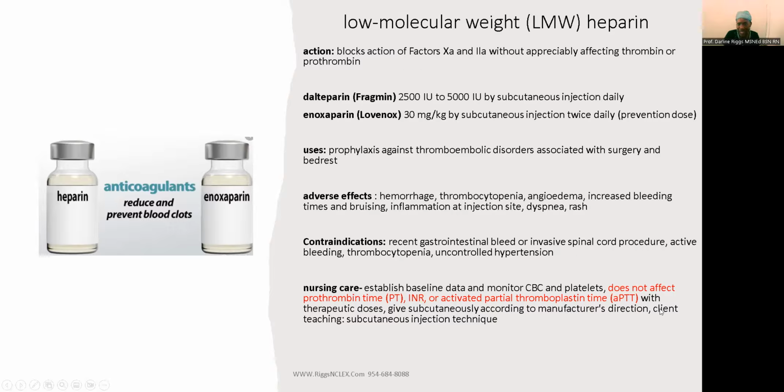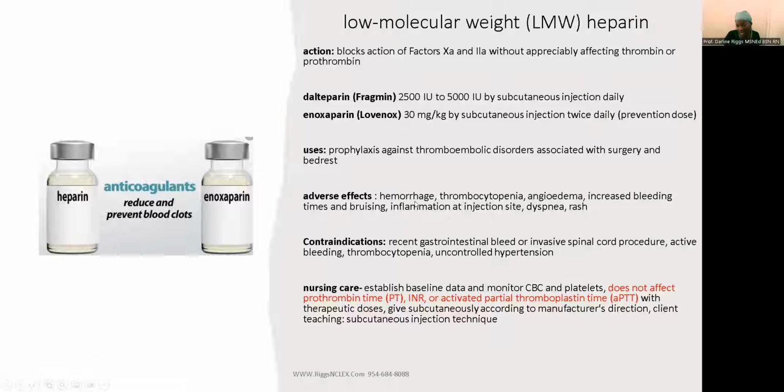That's a test question. Don't think I'm spending time on this because I feel like it. No, I see students miss this test question all the time, and I'm like, you're missing content. Nobody taught this to you. So low molecular, enoxaparin, dalteparin: no PT/INR, no APTT. And we use those prophylactically. We want to prevent you from ever having a thrombolytic disorder. So anybody who's not mobile should be on those.